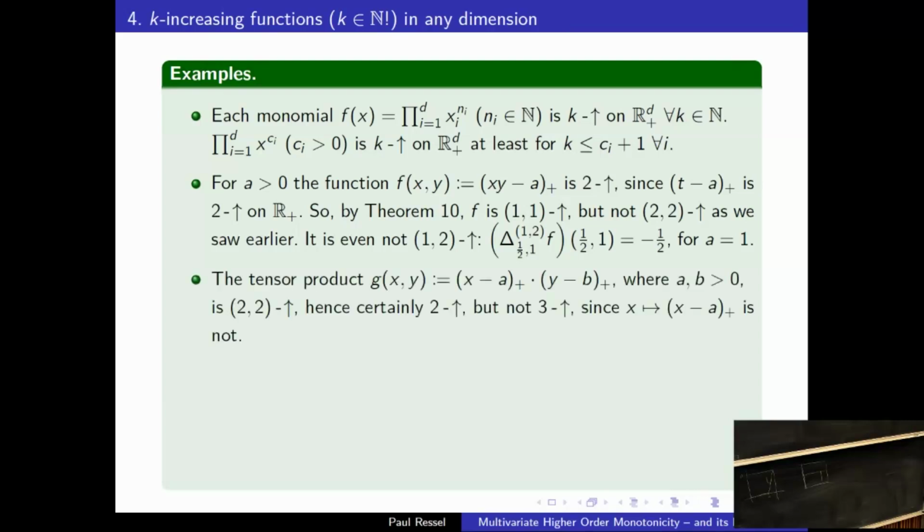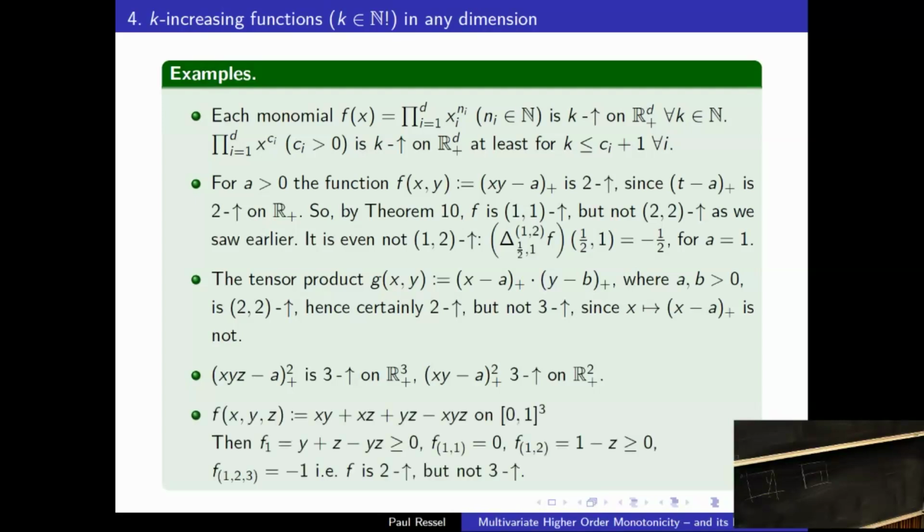The tensor product x minus a plus times y minus b plus is, of course, 2 increasing, but not 3 increasing, since x to x minus a plus is not 3 increasing. I go one step further. x, y, z minus a plus squared is 3 increasing on R3 plus, and if I fix z to b1, I have a 3 increasing function on R2 plus.